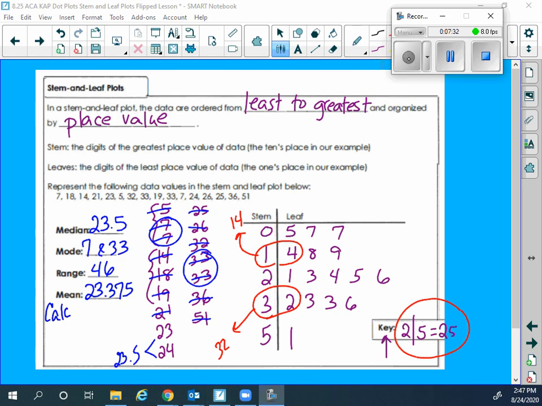Okay, so to check, you should have gotten that the median was between 23 and 24, which is 23.5. This is a bimodal set of data, 7 and 33. The range was 46, and then I used a calculator to get the mean of 23.375.